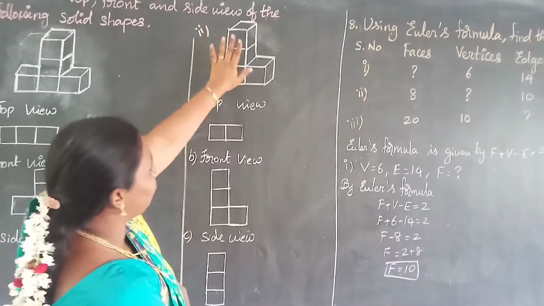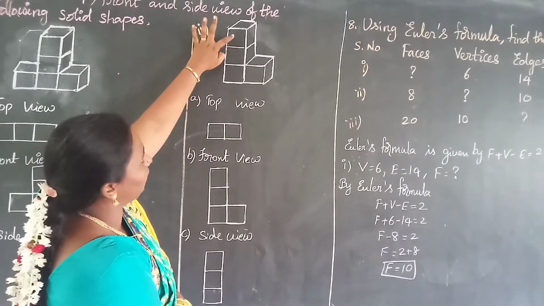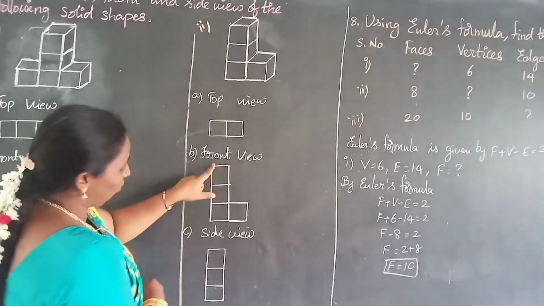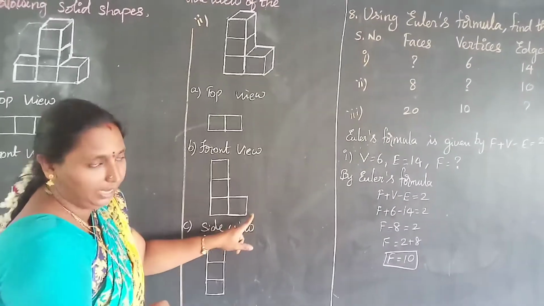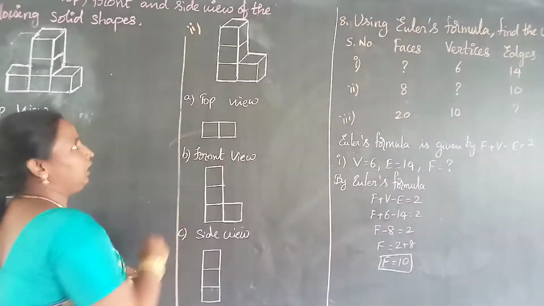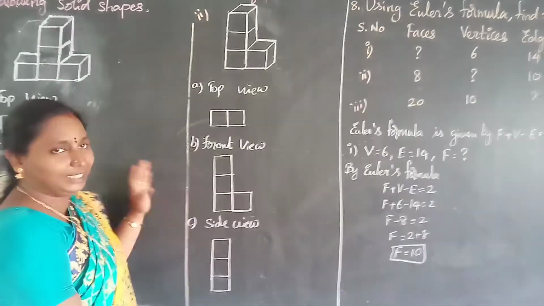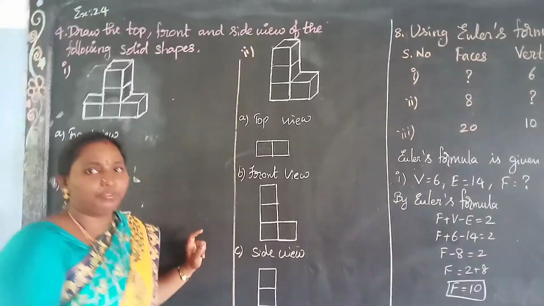Next, the front view now. It looks like an L shape, you know. So how many squares are there? 1, 2, 3, 4. So draw those squares in the shape of L. Next, side view. If you see from the side, these 3 squares will be seen. So draw 3 squares here. Okay, do you understand this? Move on to the fifth sum.